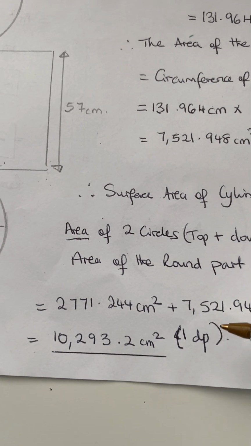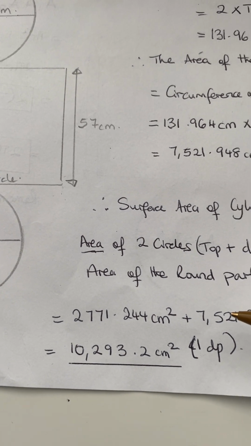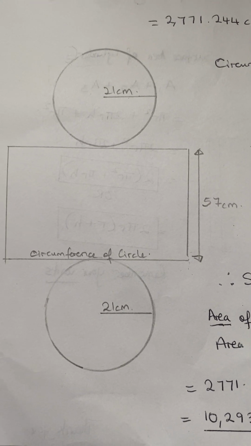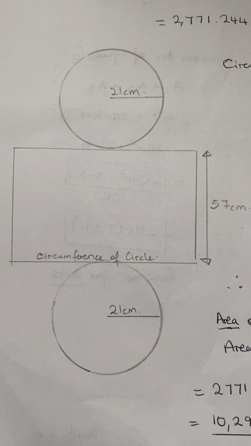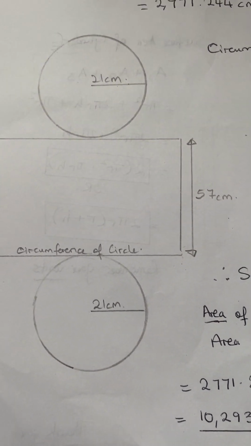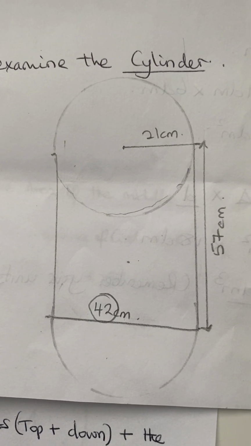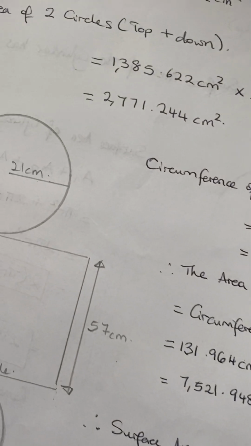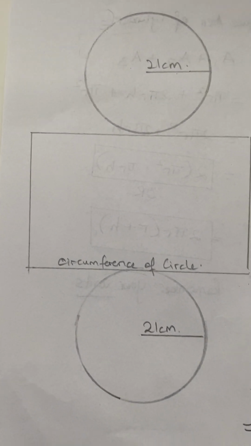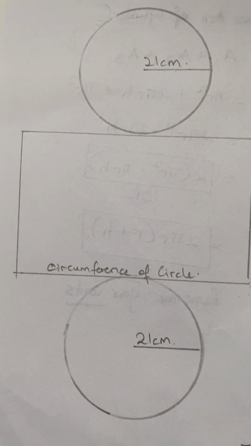So this is how you find the surface area of a cylinder. Look at it carefully again. This is how you do it, and this is the original cylinder. If you can envision this in your mind, you don't really need the formula, but you can solve it step by step.